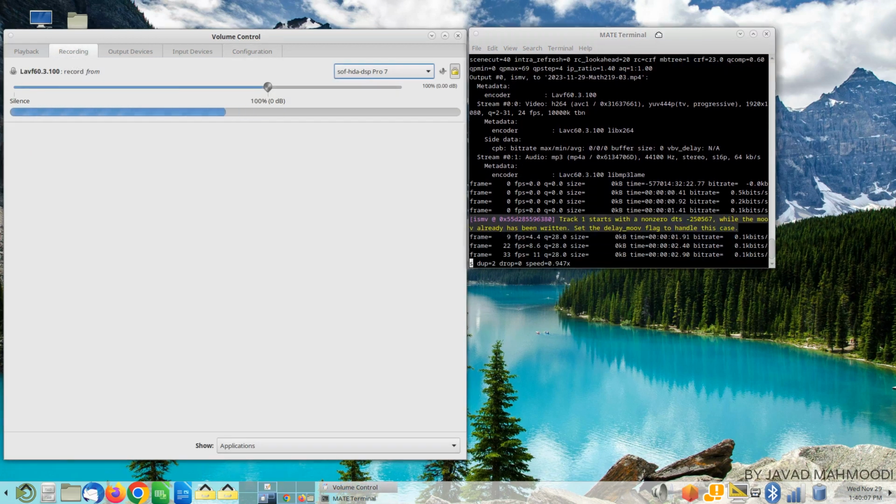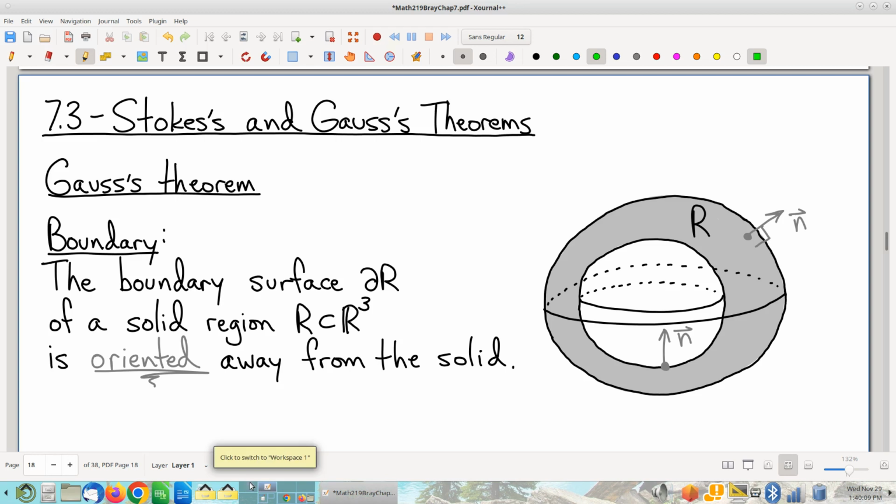Okay, so here we go. Last time we were talking about Gauss's divergence theorem. Let me just remind you what the broad strokes are that we developed.